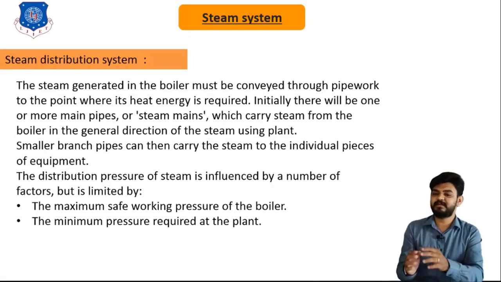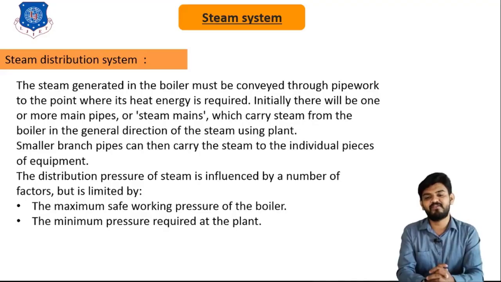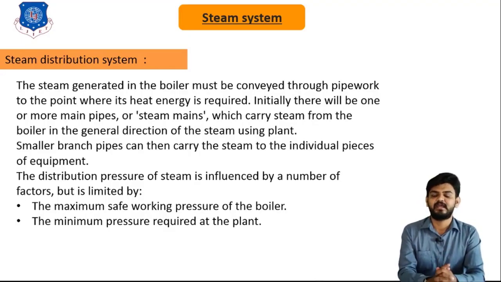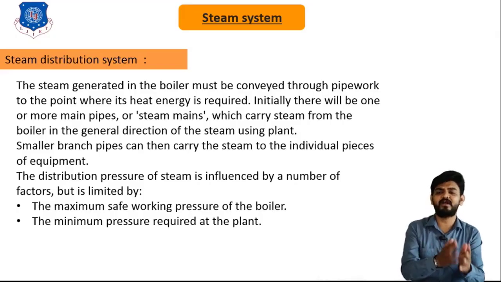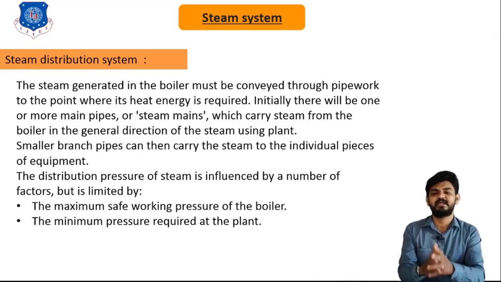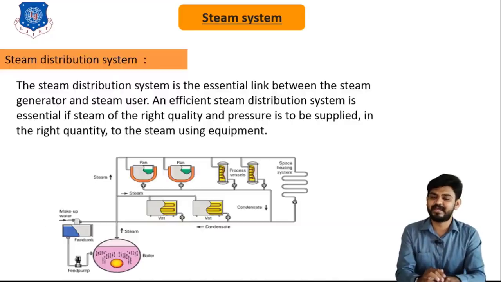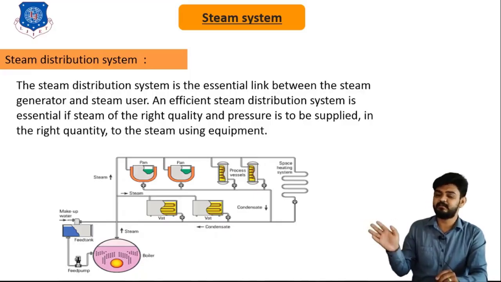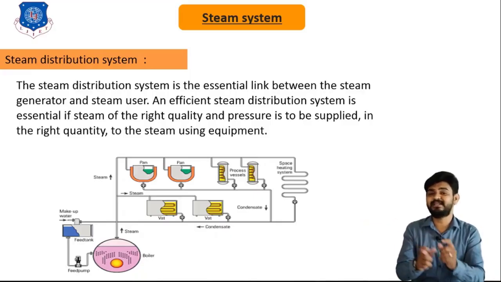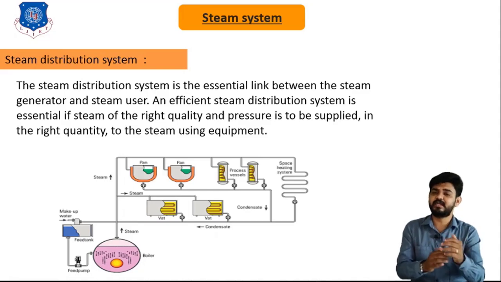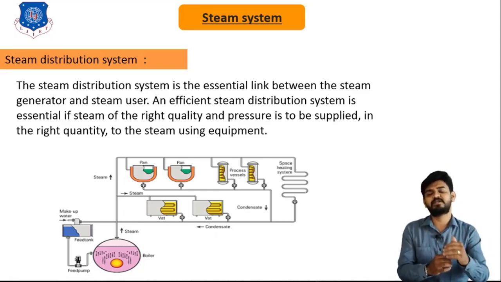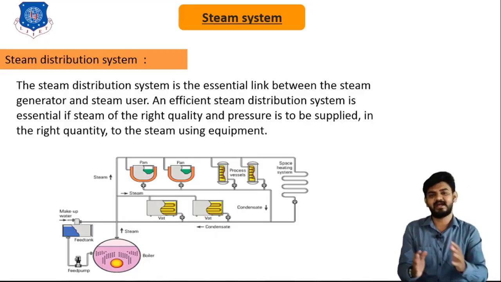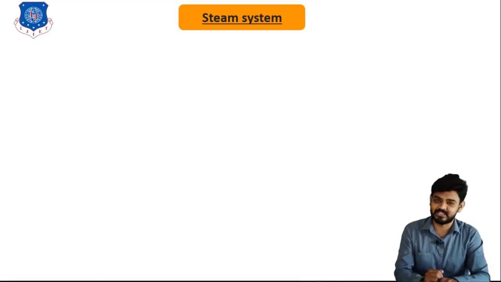Well, the steam generated in the boiler must be conveyed through a piping network to the point where its heat energy is required. Initially there will be one or more piping systems that are termed the steam mains. Here in the image you can see that the top line coming out of the boiler is the main steam line, which is then distributed into two sub lines. One is going to the different pans and reactors, one is going to the space heating, and another one is going for the dryer application.